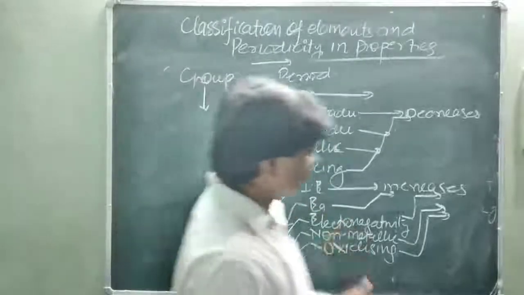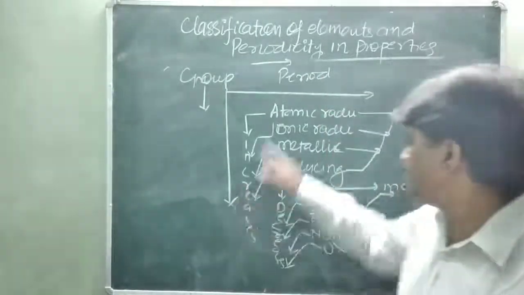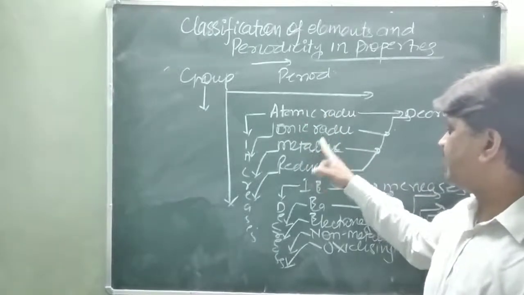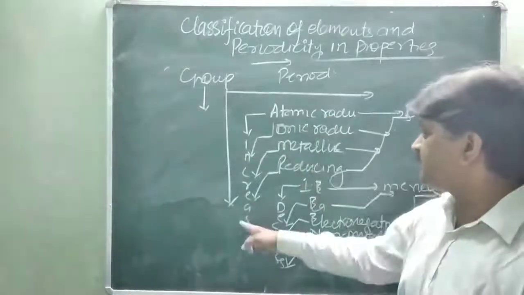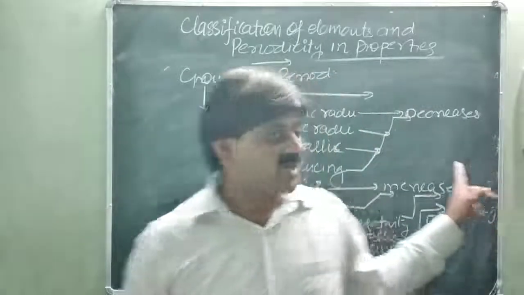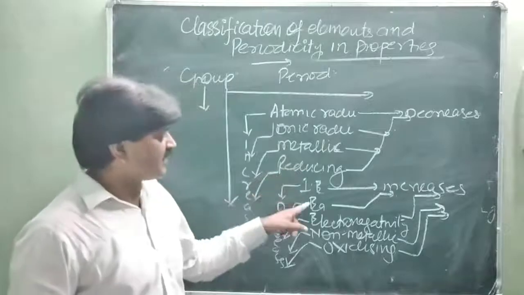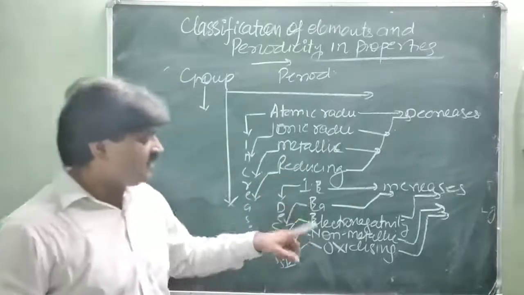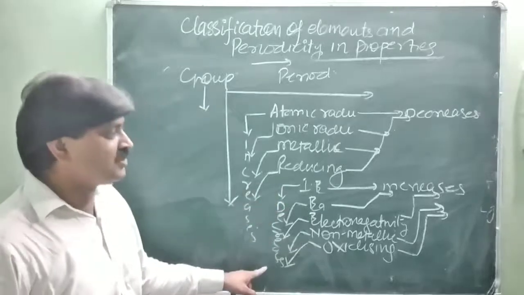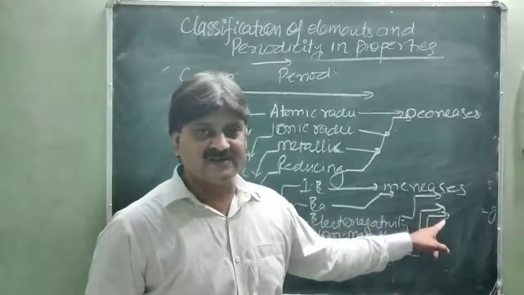So these are the variations of the different periodic properties in the group and the period. Atomic radii, ionic radii, metallic character, and reducing character increase top to bottom within the group and decrease left to right across the period. Similarly, ionization enthalpy, electron gain enthalpy, electronegativity, non-metallic character, and oxidizing character decrease top to bottom within the group and increase left to right across the period.